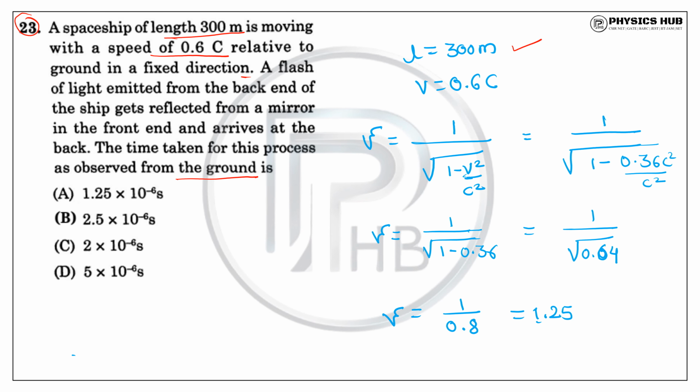The length is 300 meter, v is 0.6 c. So gamma is equal to 1 divided by square root of 1 minus v square by c square. Put the values in this formula and we will get 1.25 as the answer. So option A is the correct answer.